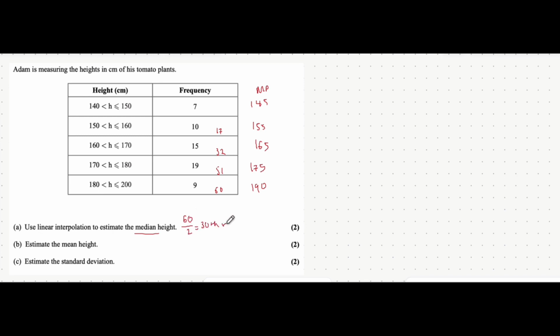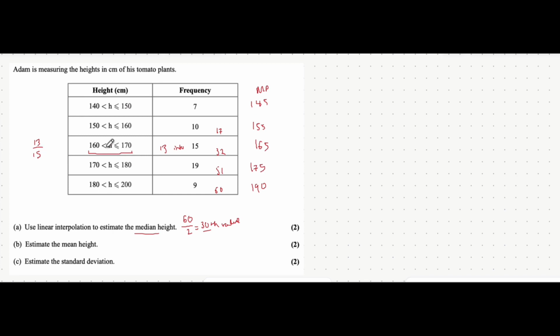So what we essentially want to find is the height at which the 30th value of the frequency lies. Let's go through how we do that. So we know that 7 plus 10 is 17. And then if you add 13 onto that, that's what gets you to the 30th value. So it goes 13 into this frequency here. Or we can say it goes 13 fifteenths into this interval. So let's write that down. It goes 13 fifteenths of the ratio into this interval here.